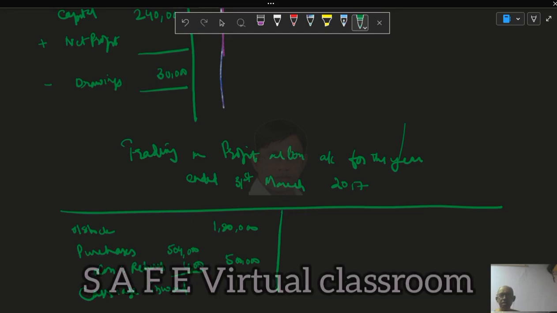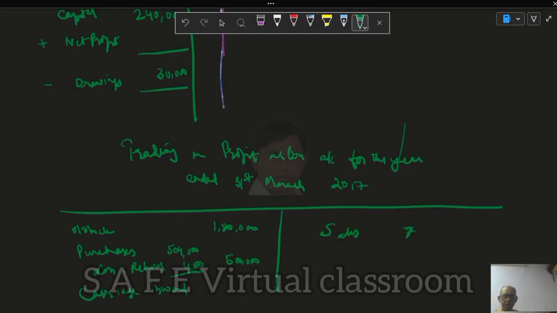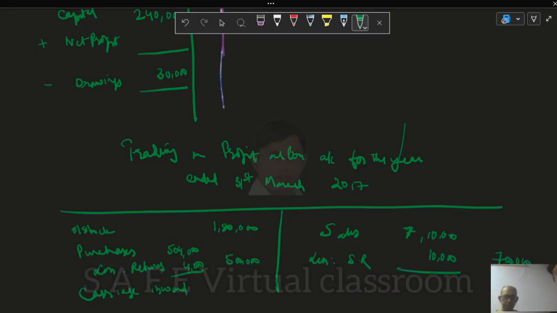So sales will come here. What is the value of sales? Sales is 7 lakh 10,000. Less sales return 10,000. So it will be 7 lakh. Like this you have to show.